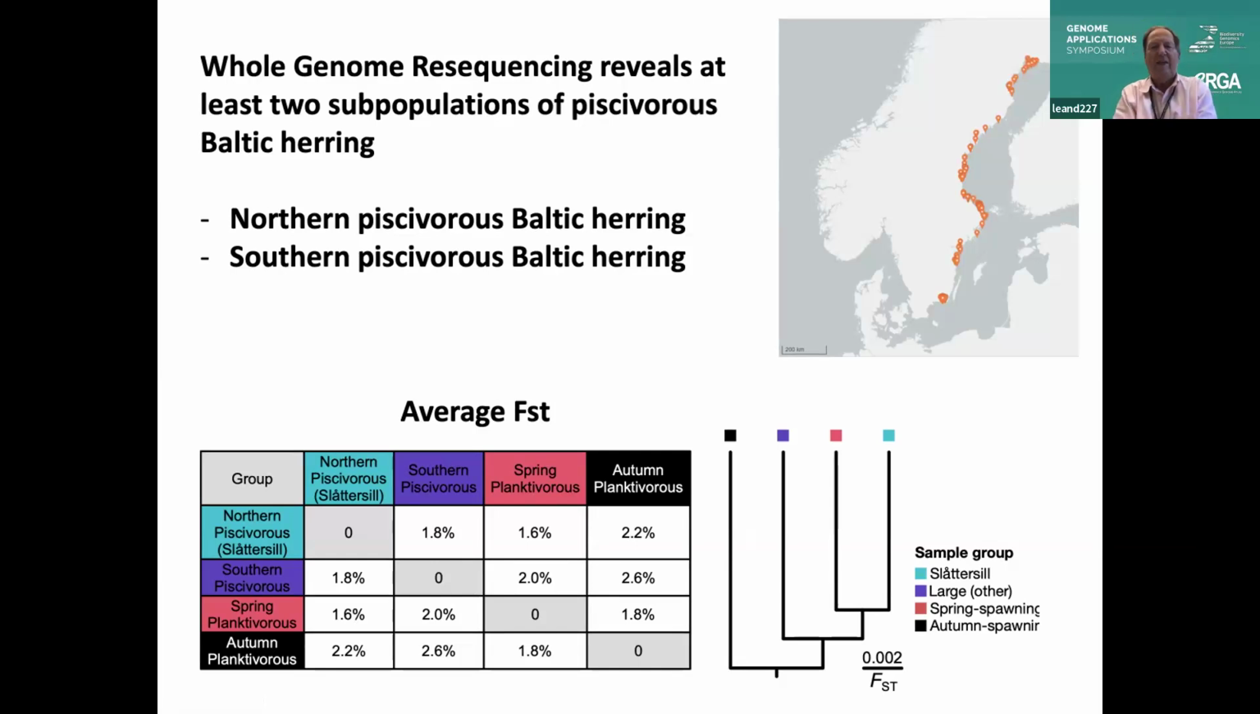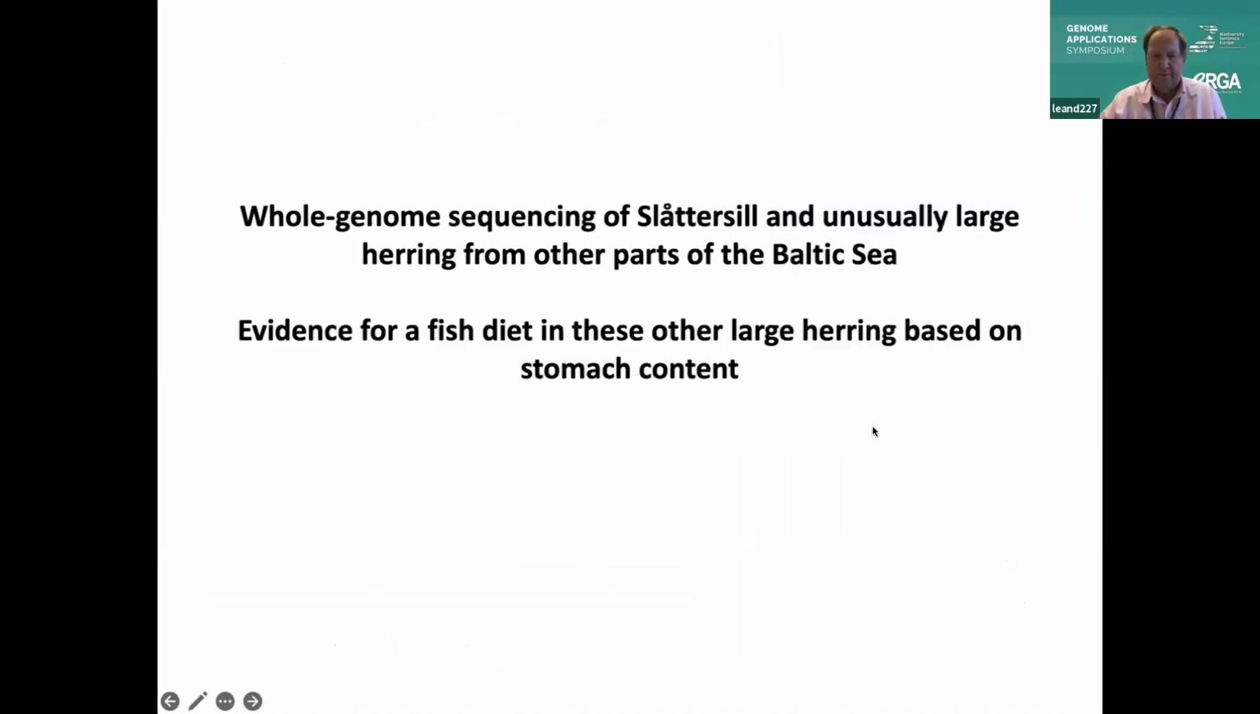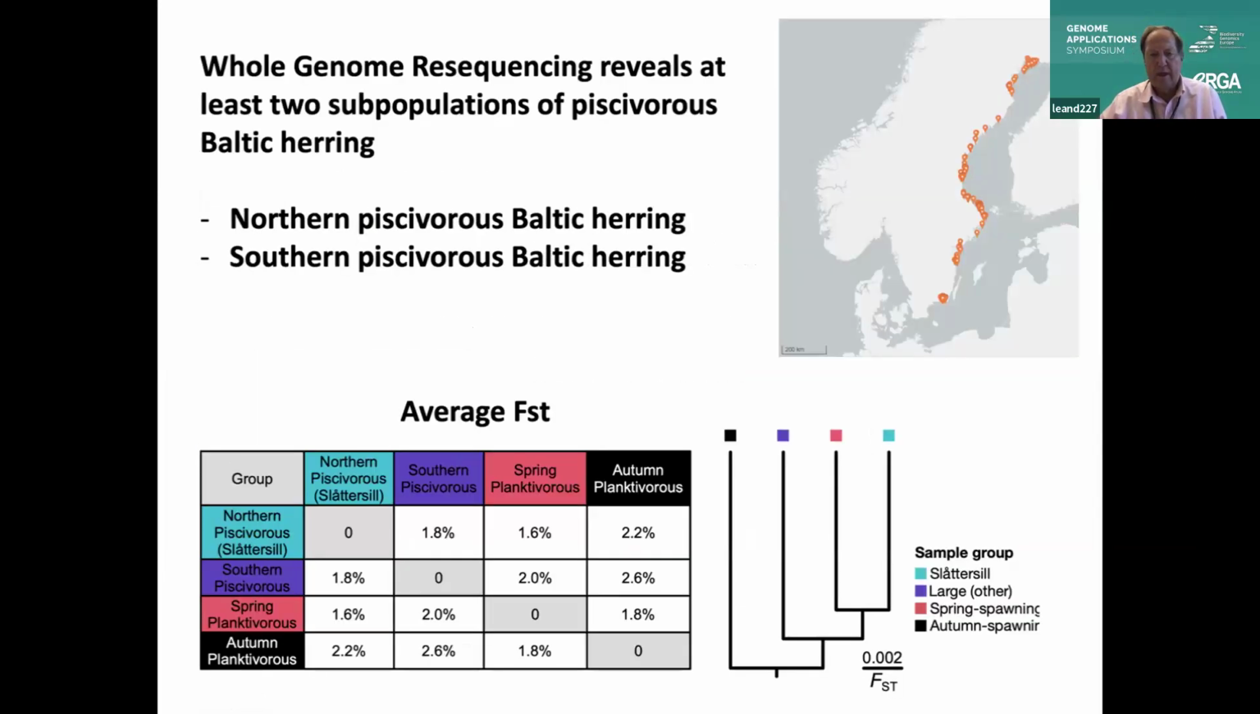And interestingly, if you do a phylogenetic tree, we see that the northern piscivorous clusters with the spring spawning planktivorous rather than the southern piscivorous. And when we look at the signals of selection, we still think that the northern and southern piscivorous has a common origin.